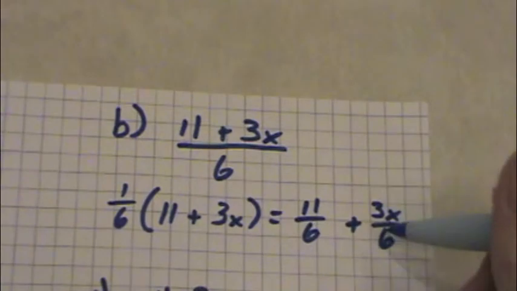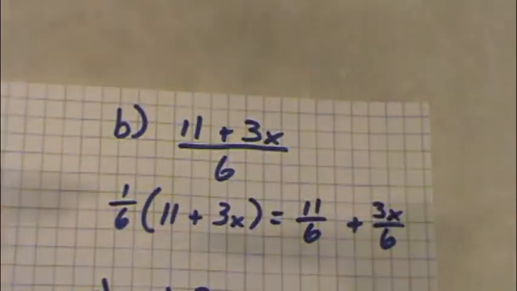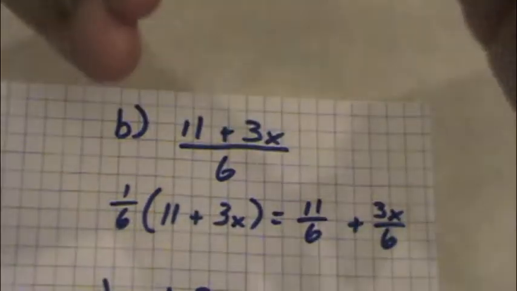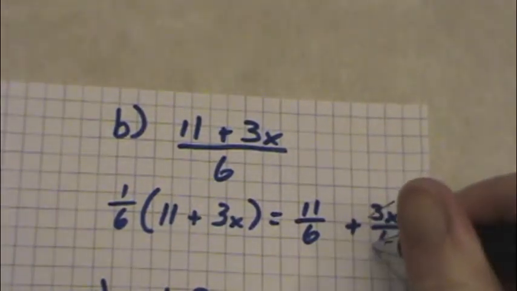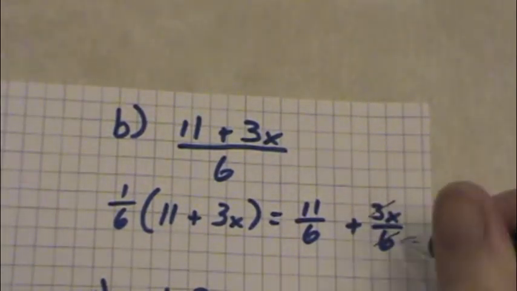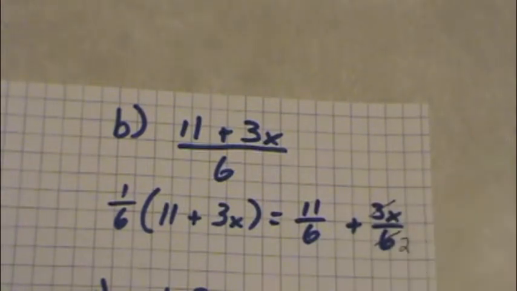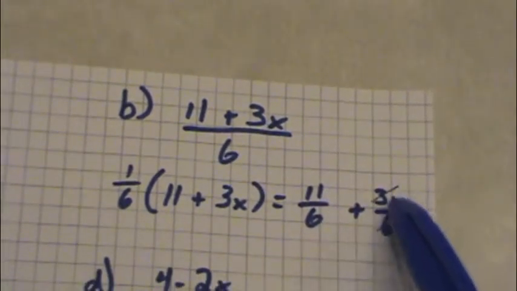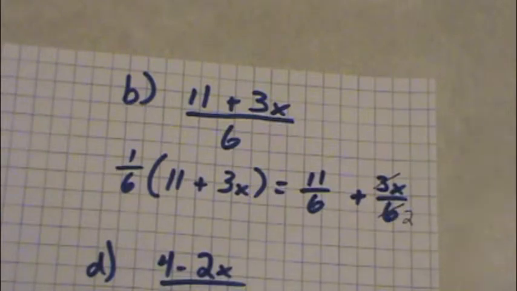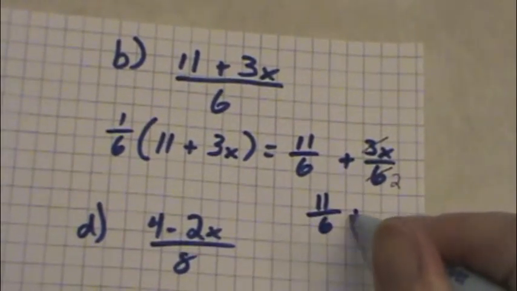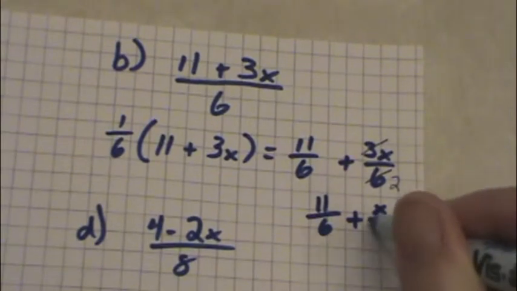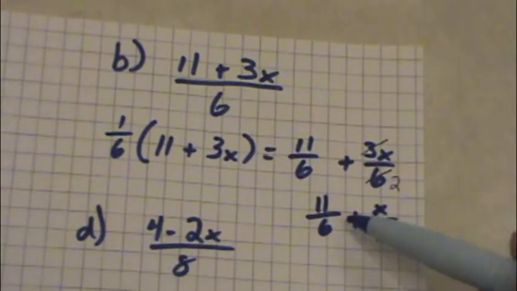I don't want to make my book look all gloppy because my marker's so fat, so I'll switch to the pen. We can cross off that 3, cross off that 6. That 6 becomes a 2. So either 11/6 + 3x/6 is correct, or you could also say 11/6 + x/2. And if you were really good and you turned this into a mixed numeral, that's also fine.